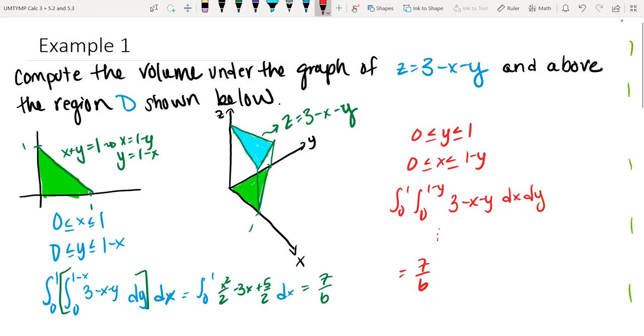And so if you happen to have a type 3 region, maybe a good idea is to try doing it both ways. Okay, so example 1 is under our belt. We'll do more examples in the upcoming videos.